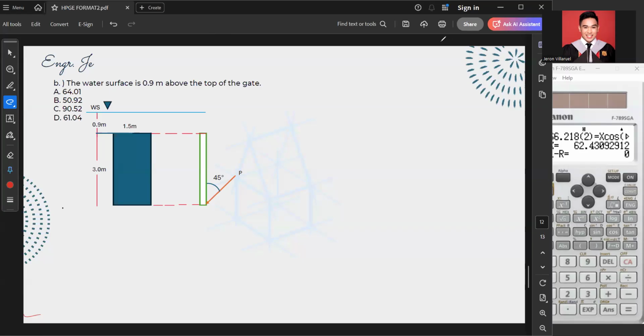So question letter B. The water surface is 0.9 above the top of the gate. So here, the water is 0.9 meters above the gate. And we solve that. We need to solve first the hydrostatic force, which is gamma bar H times the area.